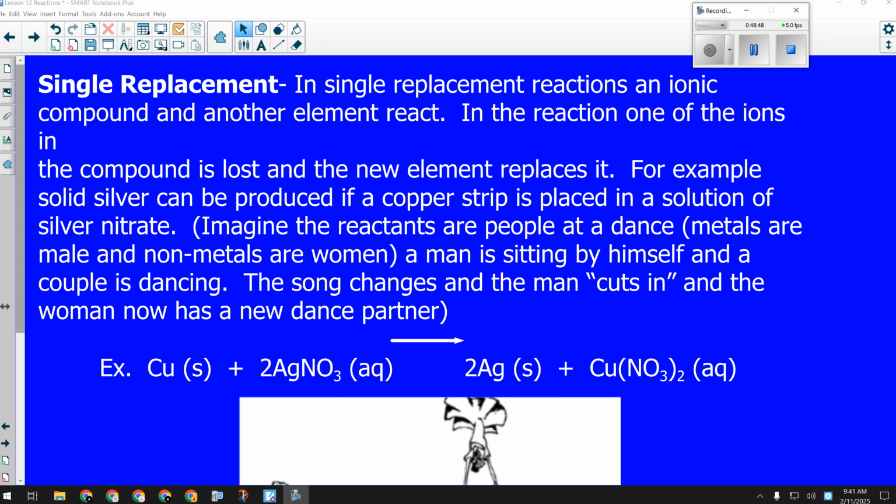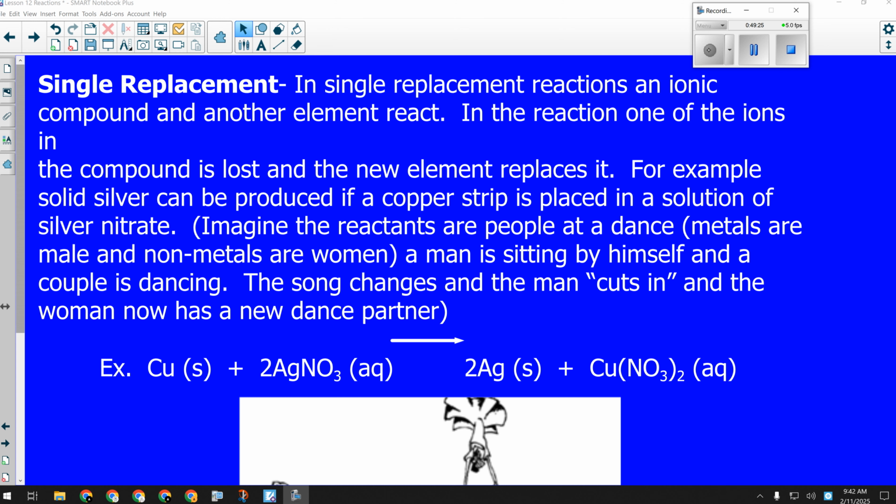Okay, so in a single replacement reaction, the pattern will go as follows. There will be a single element, either metal or nonmetal, and it will react with an ionic compound. And your products will be a different element and a different ionic compound. Right? So the single element is going to replace part of the ionic compound, hence replacement reaction.